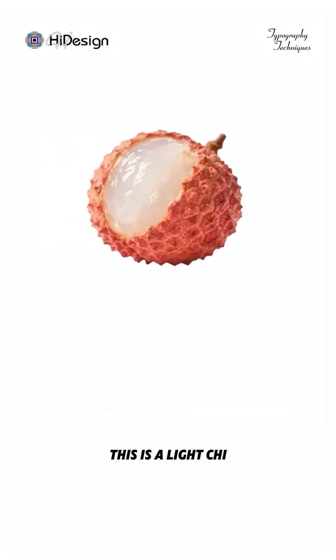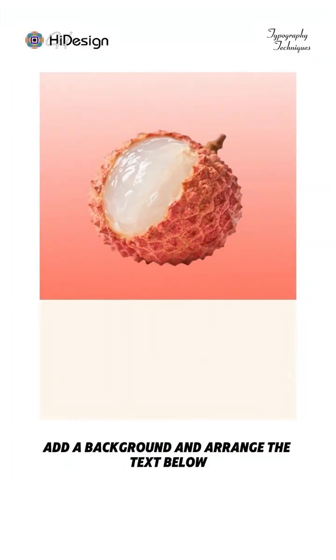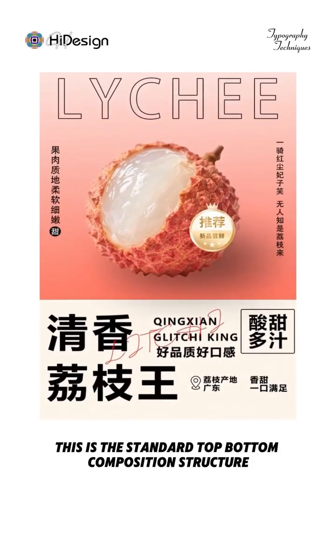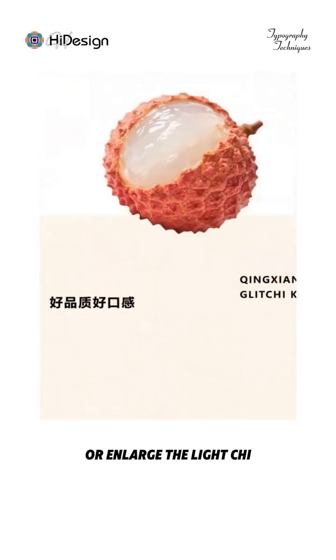This is a lychee. Place it at the top of the frame, add a background and arrange the text below. This is the standard top-bottom composition structure, clear and stable. Or, enlarge the lychee.